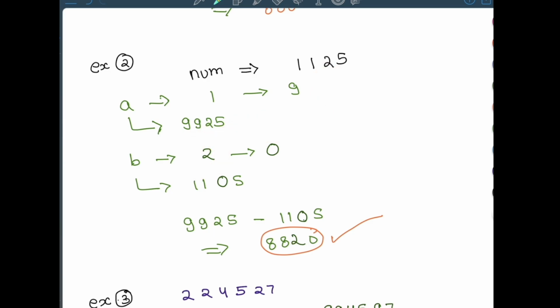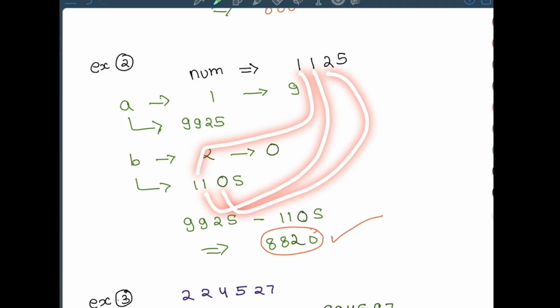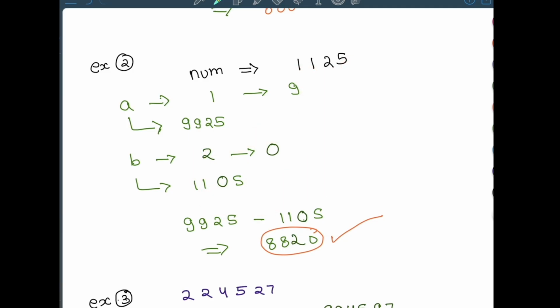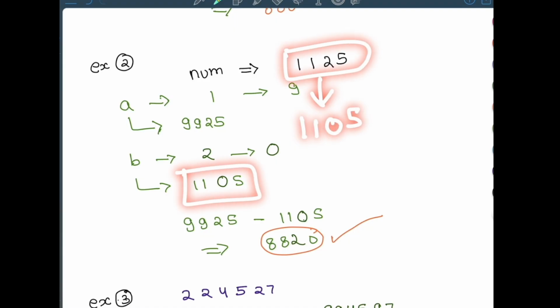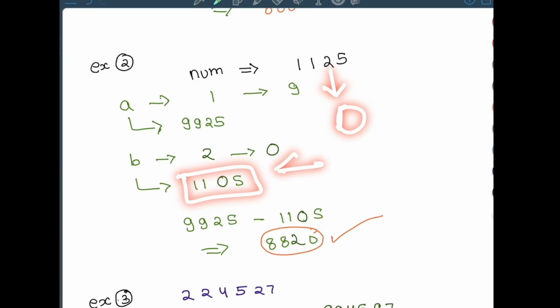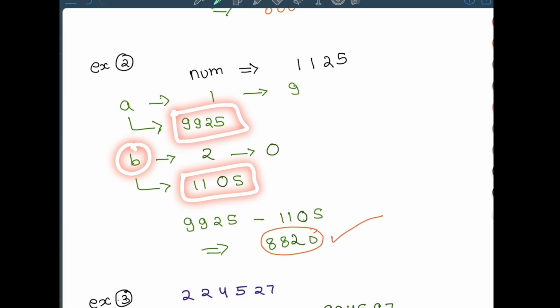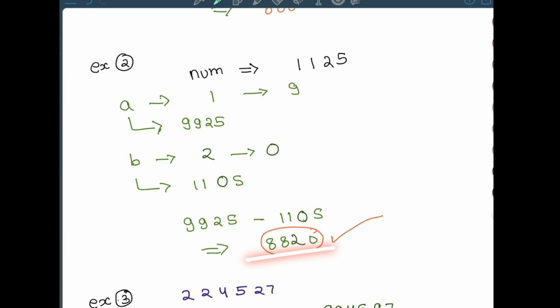I can replace the 2 with 0 because after replacement, the number is going to become, this will be 1, this will be 1, 2 will become 0, and 5 will become 5. 5 will remain 5, right? So our new number is going to be 1105. That's the new number we have. This is less than 1125, right? So that is what we can do. This is not 0 and this is not having any leading 0. So our number B is 1105, A is 9925. 9925 minus 1105 is equal to 8820. That's the output if the given input num is 1125.